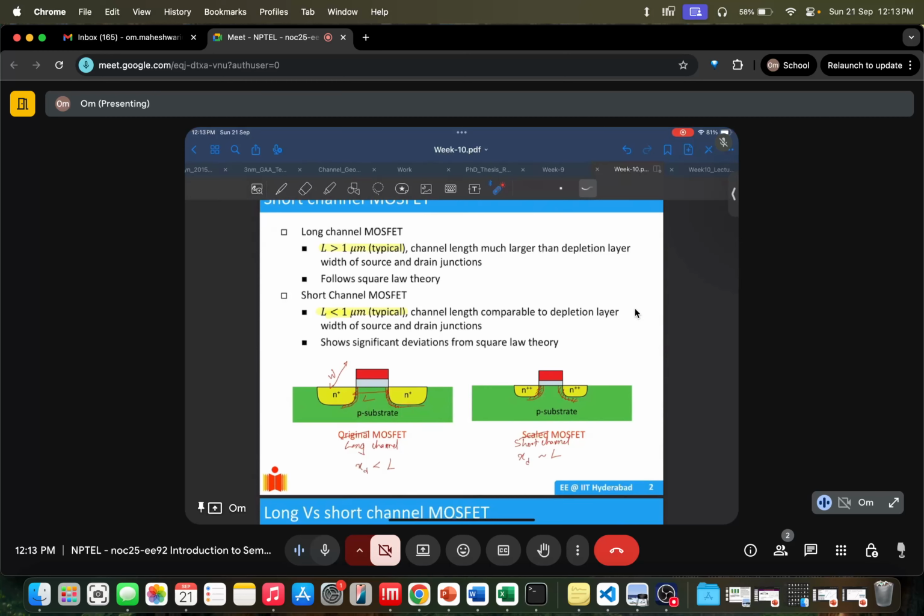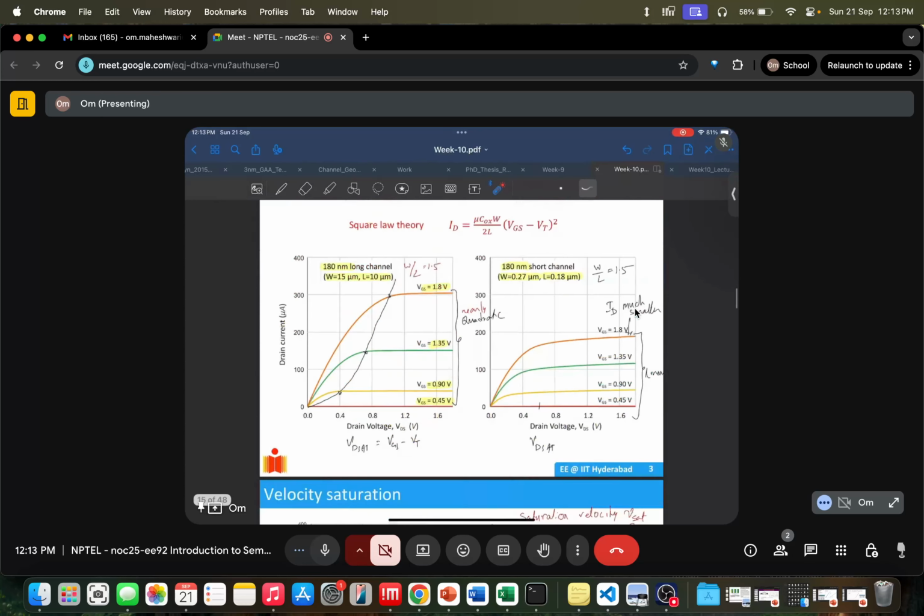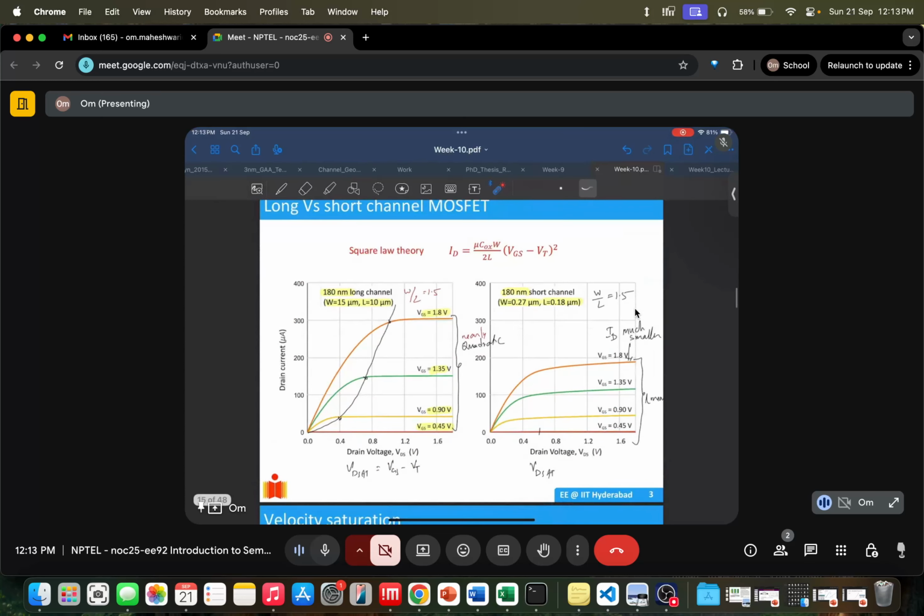But in short channel devices, these play a significant role, and they actually reduce your channel length, which causes short channel effects. So what happens in a long channel versus short channel MOSFET? A long channel MOSFET, on this side, follows the square law theory. Current increases with (VGS minus VT) squared. This is the square law theory.